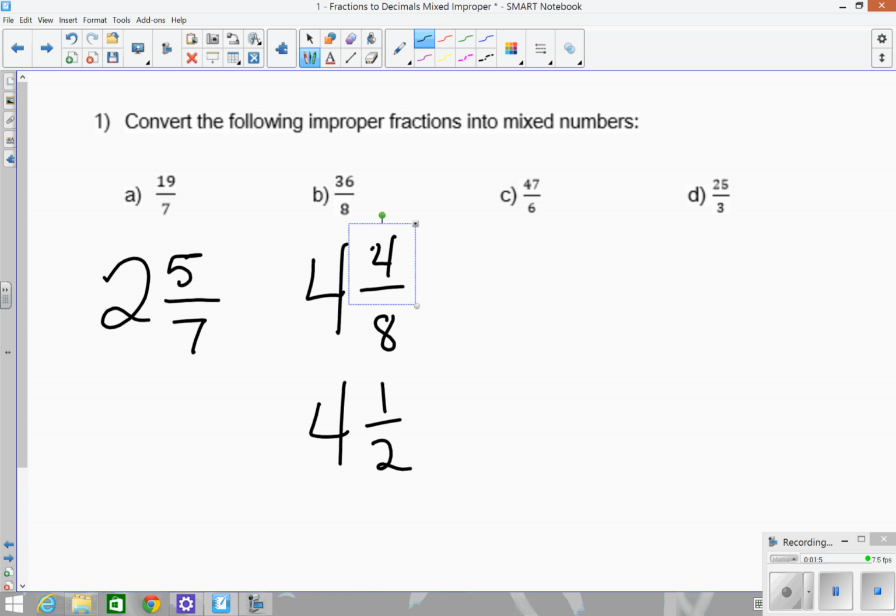Next example, 47 over 6. 6 goes into 47 7 times, because 6 times 7 is 42. From 42 to 47, that's a remainder of 5 out of 6. 3 goes into 25 8 times, because 3 times 8 is 24, and they give us a remainder of 1 out of 3. Do you have any questions about how to change improper fractions into mixed numbers? Jot them down.